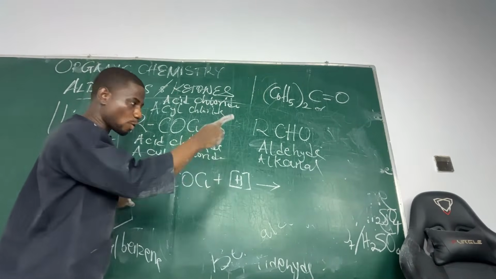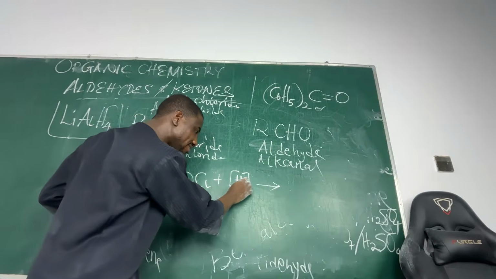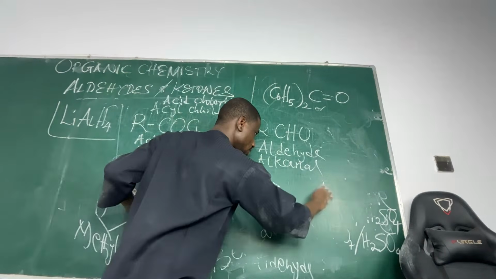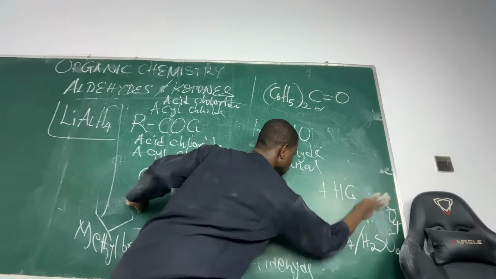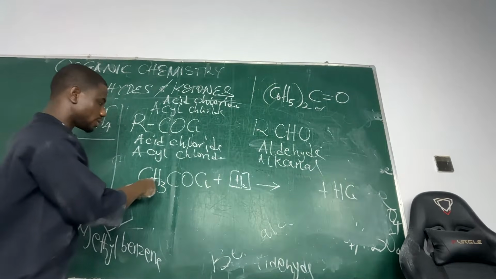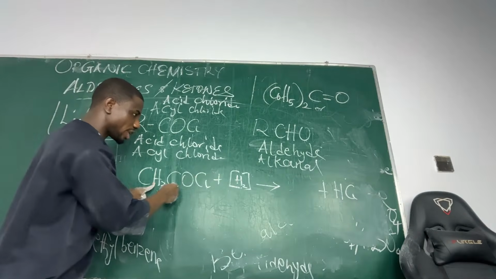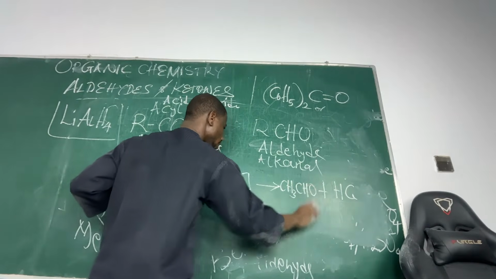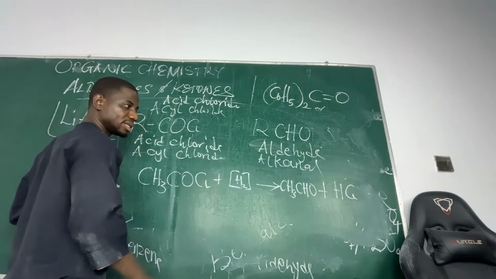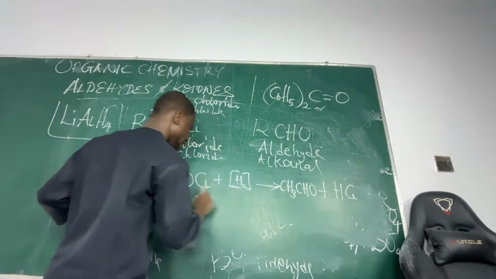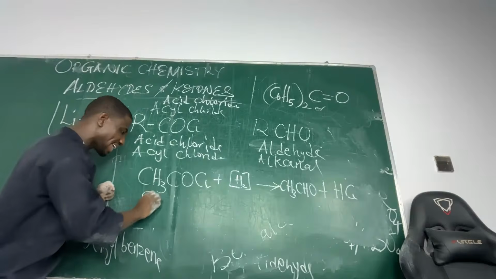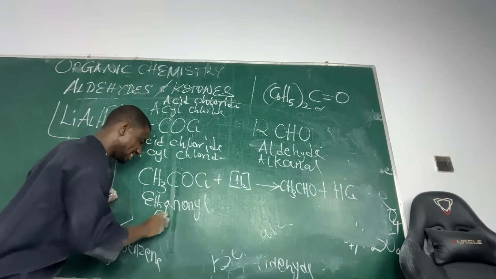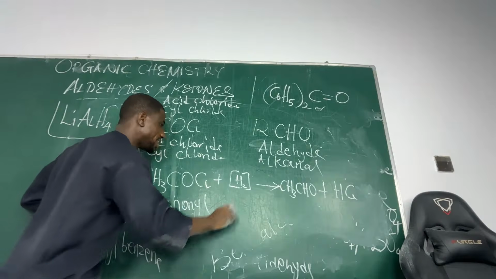This one will go out and combine with this, like having 2 hydrogen. 1 hydrogen will go with this, HCl. What is remaining now is CH3CO. 1 hydrogen will join here and becomes CH3CHO. 1 hydrogen is joining with this chlorine. So this is ethanoyl chloride. Why is this one ethanal?